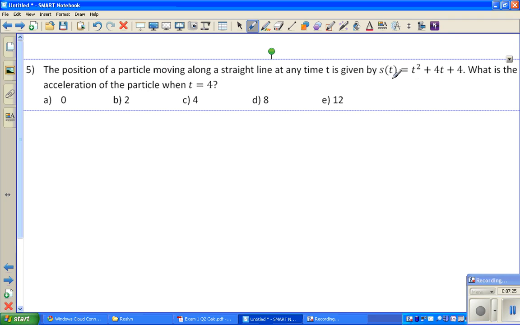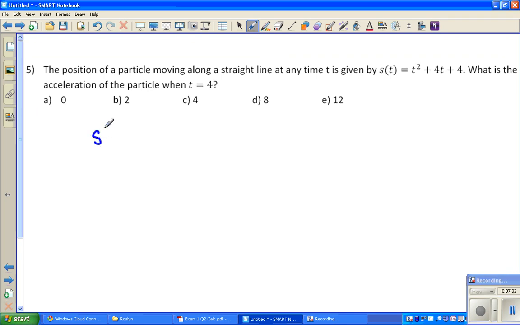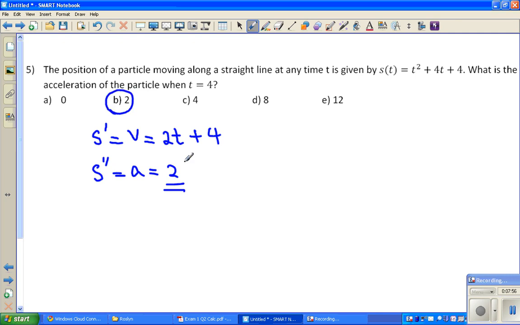Now in this case, this is the position function. What is the acceleration? So let us try to find the acceleration. S prime, we know that to be equal to velocity, then here it is equal to 2t plus 4. Now, in order for us to get to the acceleration, we have to find the double derivative, which is equal to acceleration. Then it's equal to 2. Wait a minute. This simply means no matter what t is, acceleration will always be 2. In other words, this will be our answer.